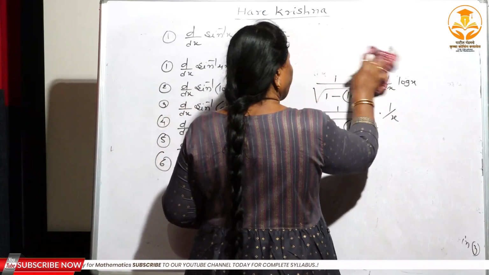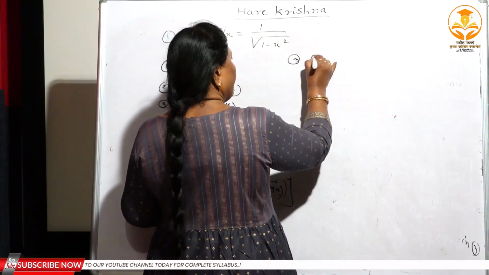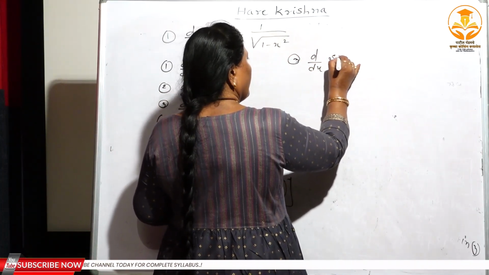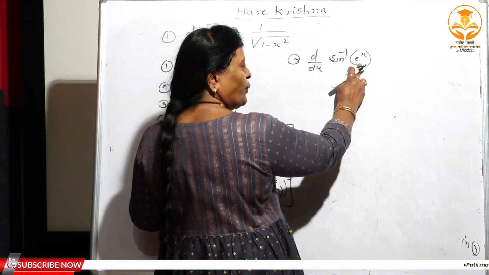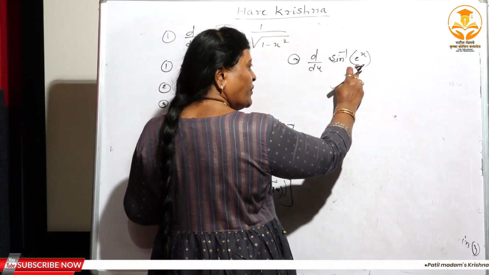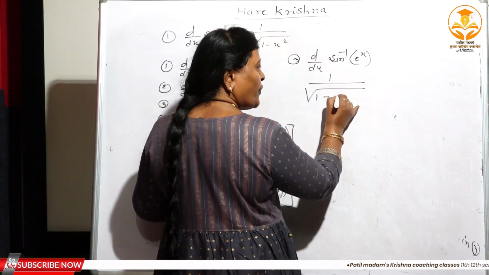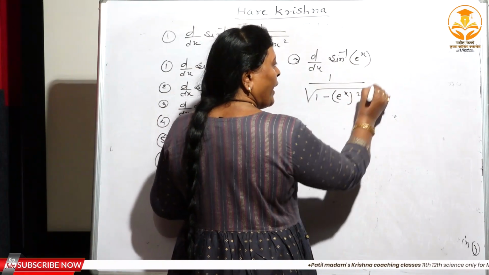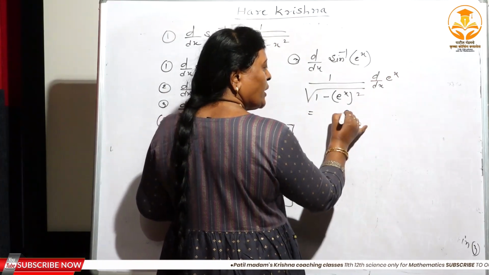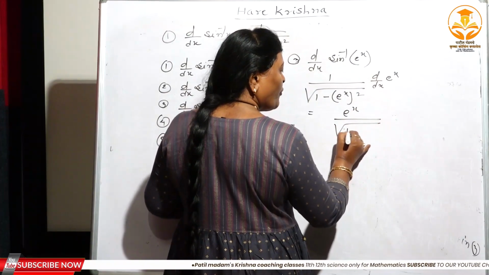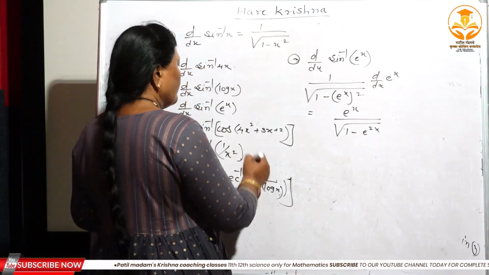Now here, the third one. See, third, d/dx of sine inverse e raised to x. Right? Here again, this is u. What is the derivative of sine inverse u? 1 upon root of 1 minus u square. U square means what here? e raised to x whole square. And d/dx of e raised to x. So what is the derivative of e raised to x? That is e raised to x divided by root of 1 minus e raised to 2x. Isn't it?